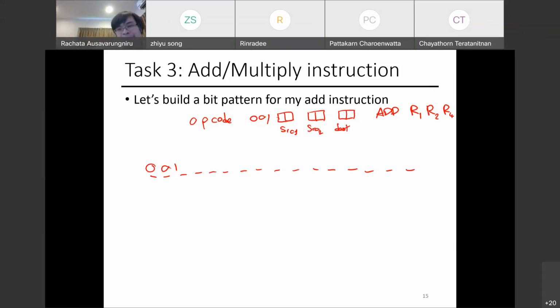Actually, R1 is 0, 0 because I start with R1, R2, R3, and R4, not R0, R1. My bad. Sorry. I should have fixed that. But anyway, source 1 is 0, 0. Source 2 is 0, 1. And the destination R4 is 1, 1.